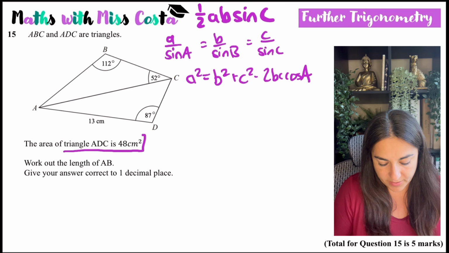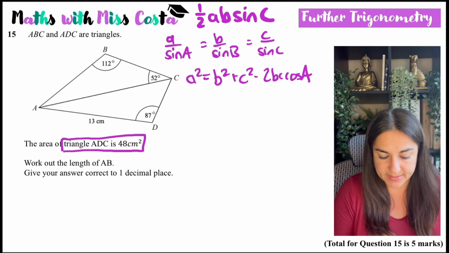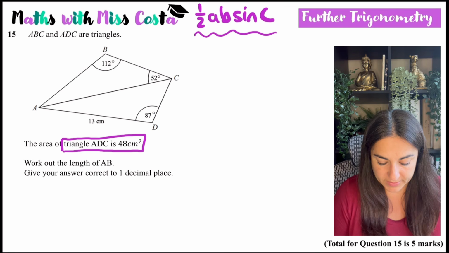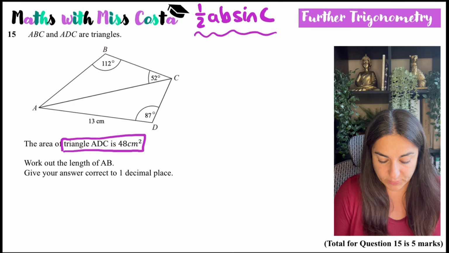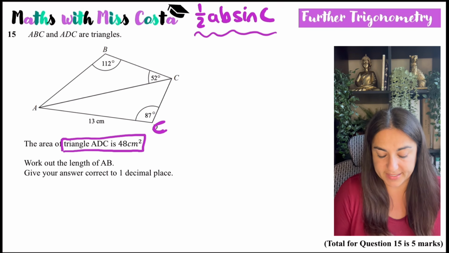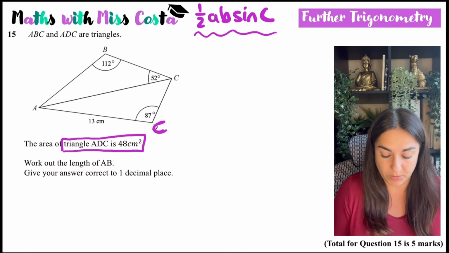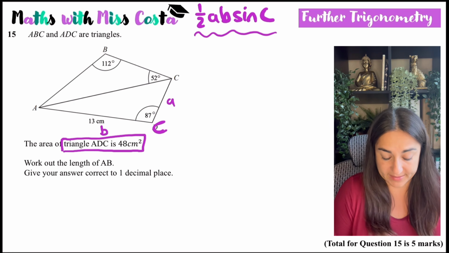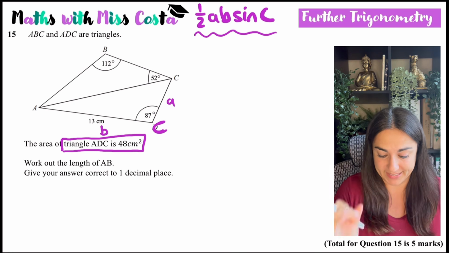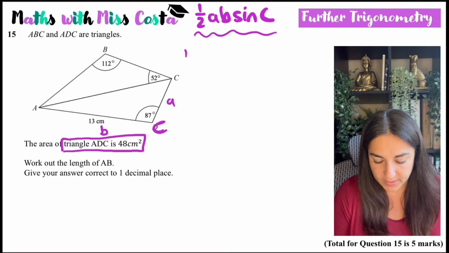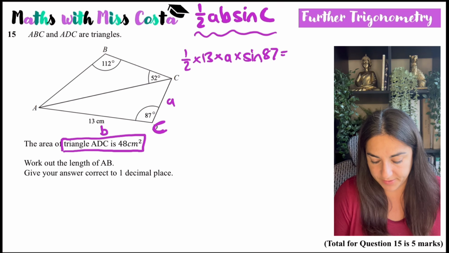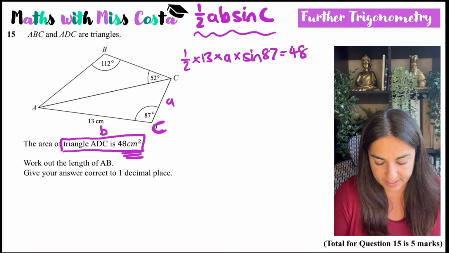Now I'm told that the area of triangle ADC is 48 centimeters squared. So I know that I can start with using the area of a triangle, half ab sine C. So I'm going to just quickly label this. I'm going to make this C, because you always label the triangle according to what you want. So you want your angle to be C, and these would be the sides a and b. It doesn't matter which one's a and which one's b, because the only important thing is C in this. So half times 13 times a times sine 87 equals 48, because they've told me that the area is 48.